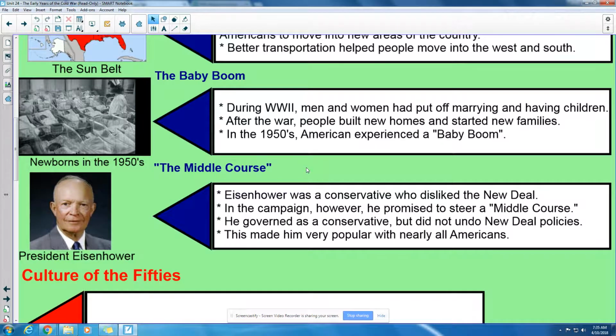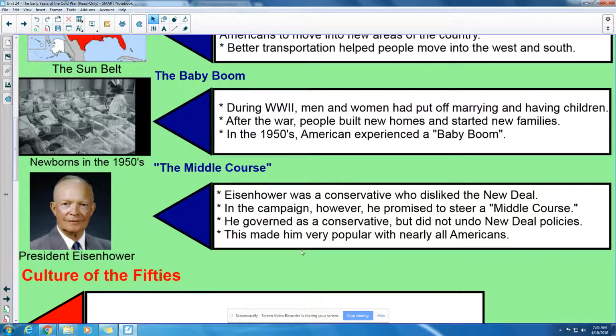Now, politically speaking, President Eisenhower was somebody who advocated what he called a middle course. President Eisenhower was a conservative Republican. He did not like the New Deal and did not believe that it was the government's job to help make American lives better. However, in his campaign, when he was running for president, he promised to steer a middle course. He was a conservative Republican who recognized that the country had a whole bunch of liberal Democrats in it, and that he needed to be a president for everyone.